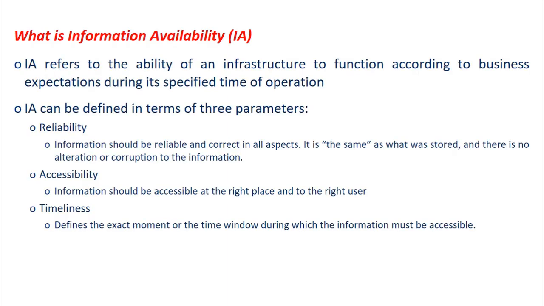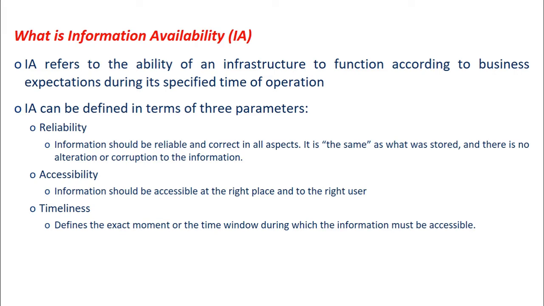Information availability refers to the ability of an IT infrastructure to function according to the business expectations during its specified time of operation. We use a symbol called IA. Whenever the business is running, during the time of operation of the business, if the infrastructure is able to meet the business expectations, we call it information availability.